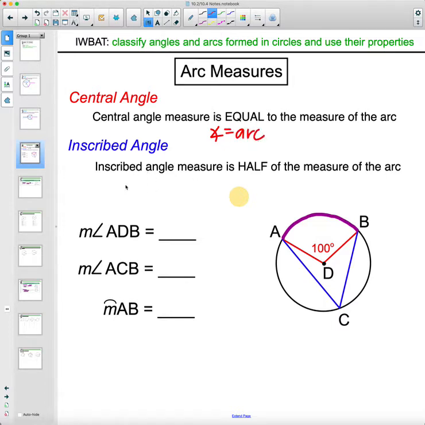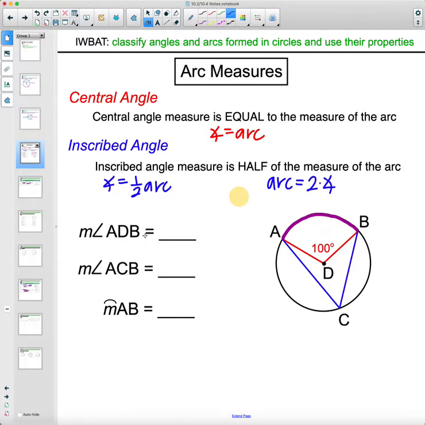Whereas for an inscribed angle, you have that the angle equals half of the arc, or what I also like to say is that the arc is double, or 2 times the size of the angle.